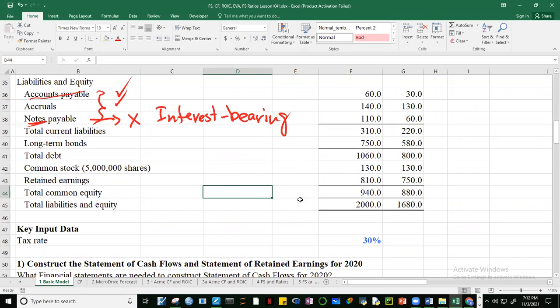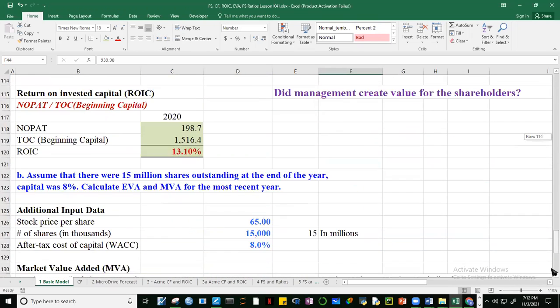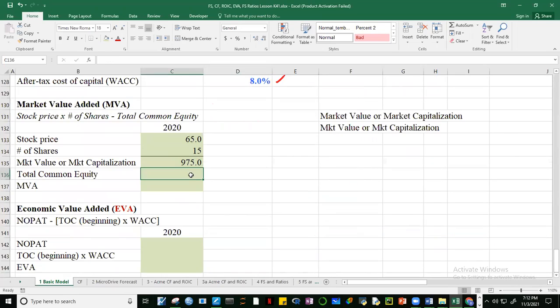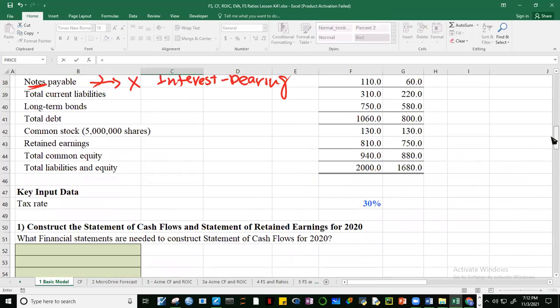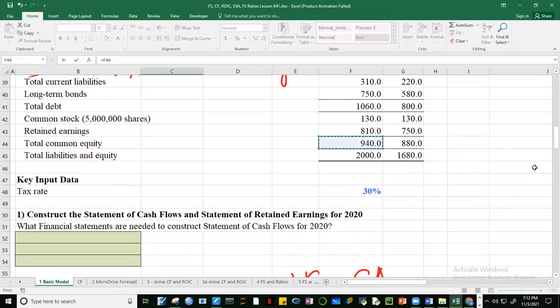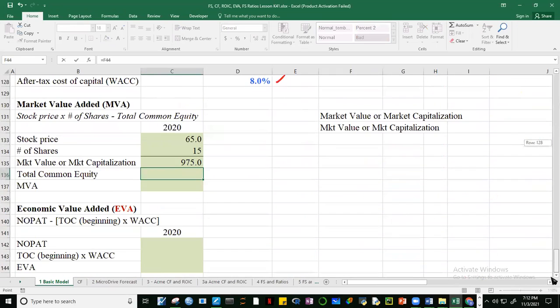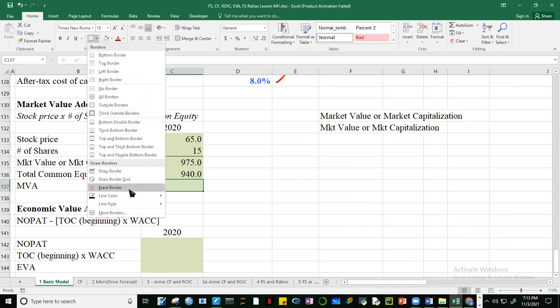Common stock. The value of the common stock is 130. The value of retained earnings is 810. So we need to combine this to get the total common equity. This represents the book value of the equity. So let's copy this. The book value is 940. Okay. So we can now compute for the market value added.